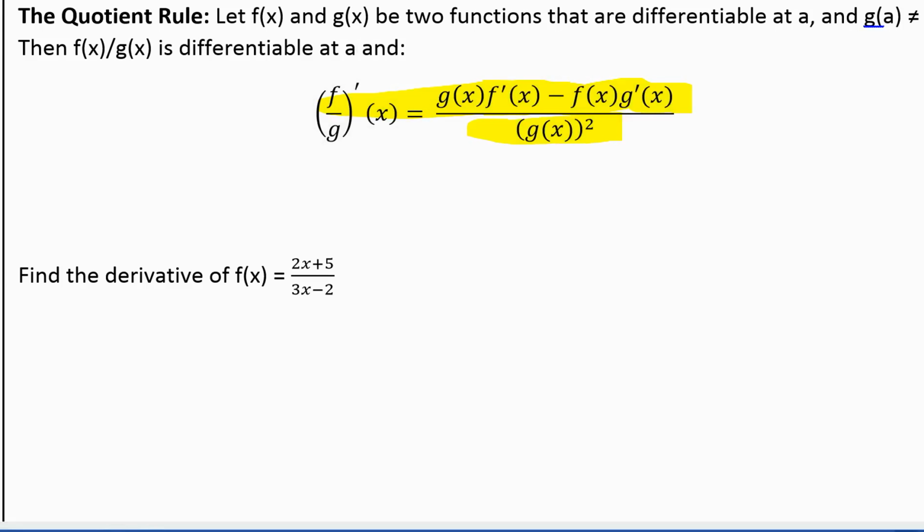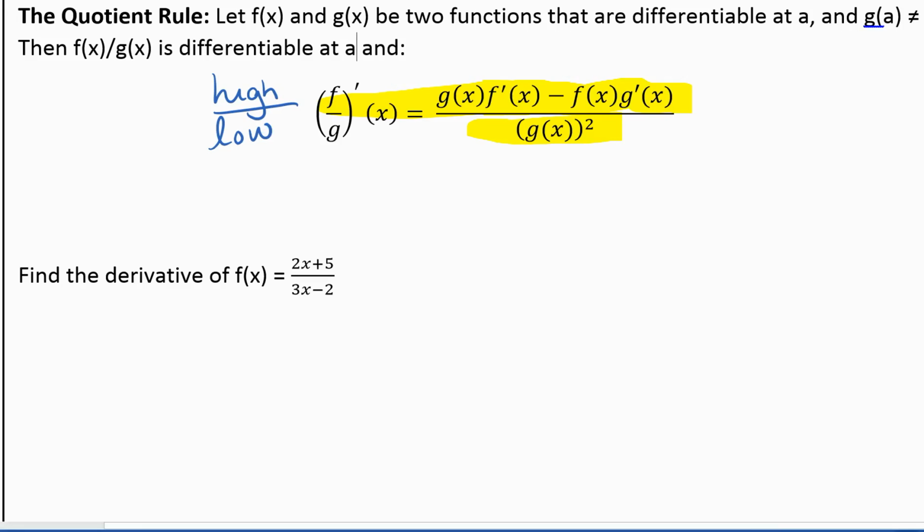Okay, so this is another one that I would encourage you to memorize because it's used a lot. And so let me just show you a little rhyme to help you remember it. If we label the top function the high one, because it's higher up, and the bottom function the low one, when we talk about derivative, we're going to say d high or d low.